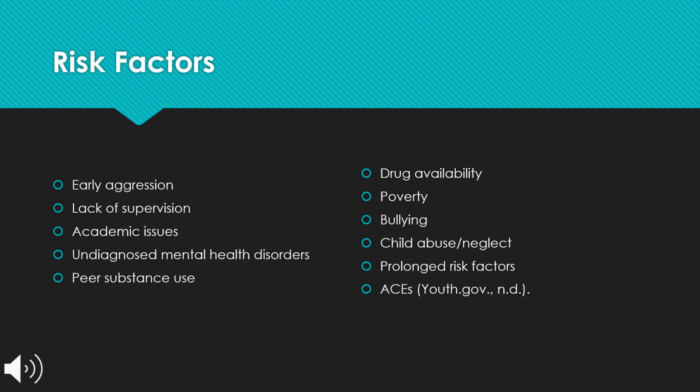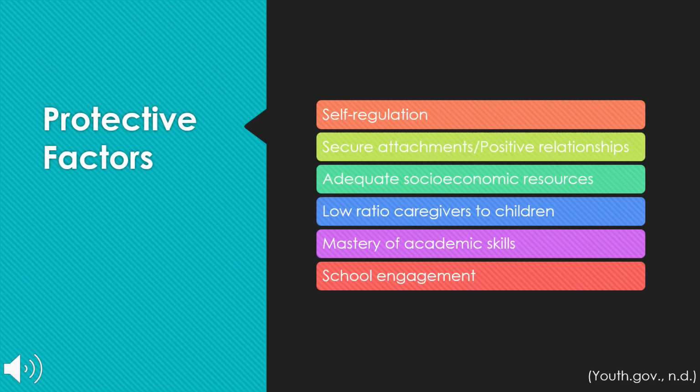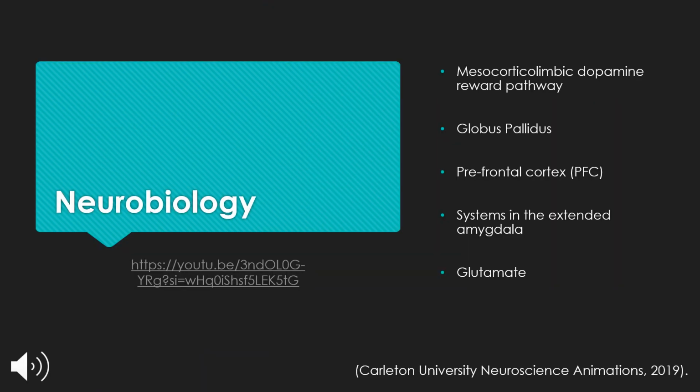The following are a list of risk factors providers should be aware of that make the development of a substance use disorder more likely in the adolescent population. These are some protective factors that may help an individual avoid development of a substance use disorder. This is a short video that you can watch to improve your understanding and insight into the neurobiology of addiction.